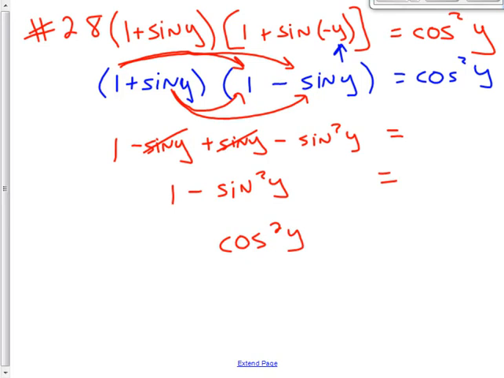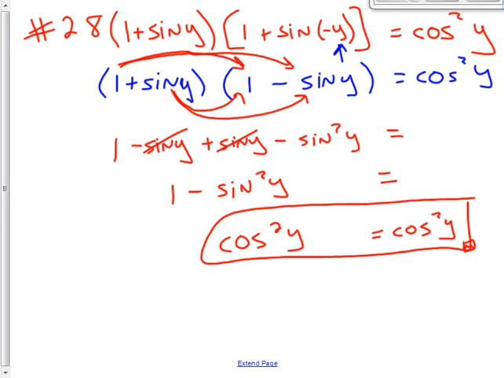When I look at the sheet, it's a Pythagorean identity. Cosine squared y is equal to cosine squared y. That's true. We're done. That's it. Okay, so go through. We're looking more at an algebraic look at what happens with these problems.